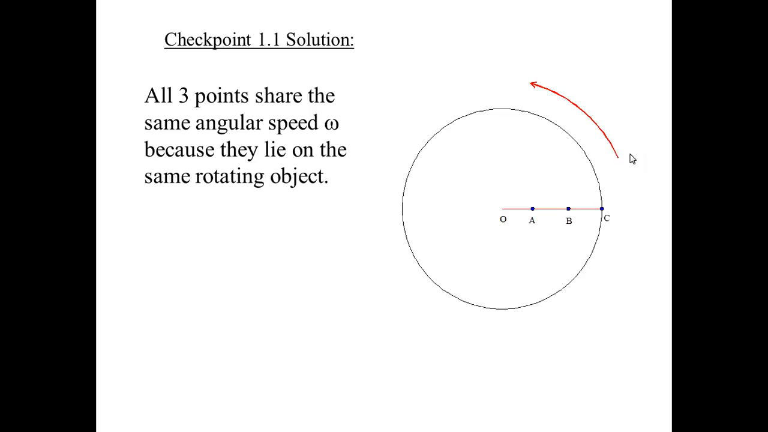So with that, we can use the formula v equals r omega. With omega constant, the linear velocity will be proportional to radius. So A will have the smallest linear velocity because the radius is smaller. C will have the largest linear velocity because the radius is the biggest.